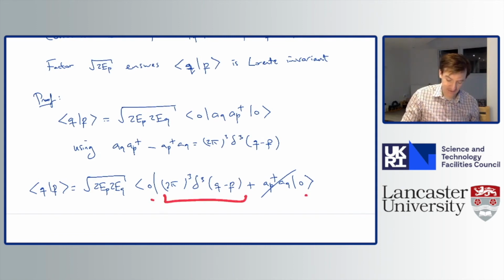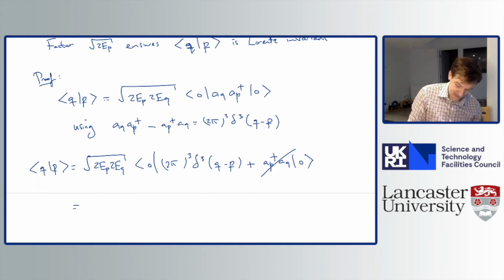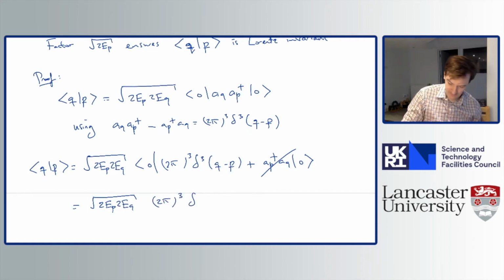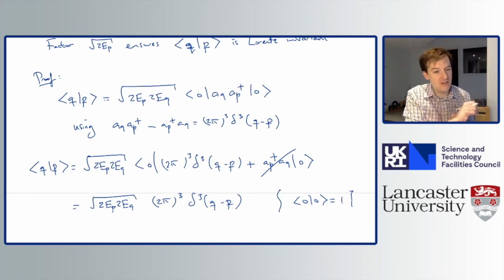Okay, so this doesn't change the states. So we're going to have ⟨0|0⟩, which is normalized to 1. So we simply get 2E_p 2E_q, okay, so we simply get this. And this is again because ⟨0|0⟩ is 1. So that's the way we have normalized our states.